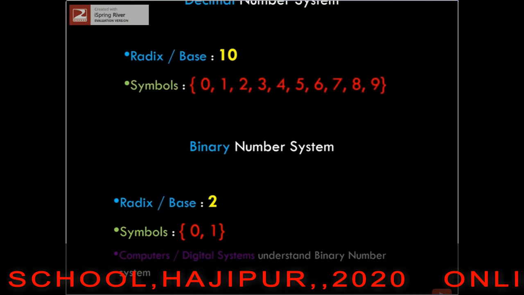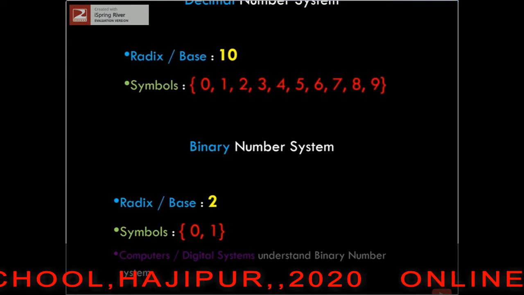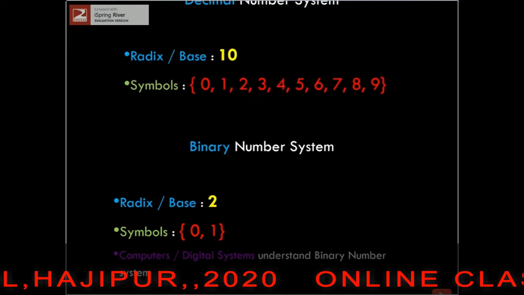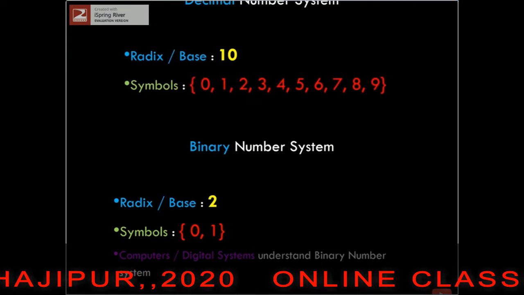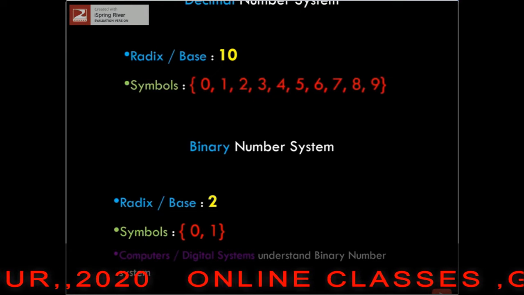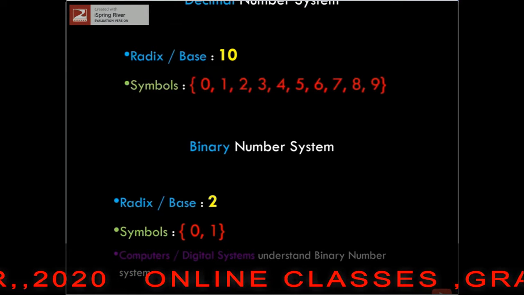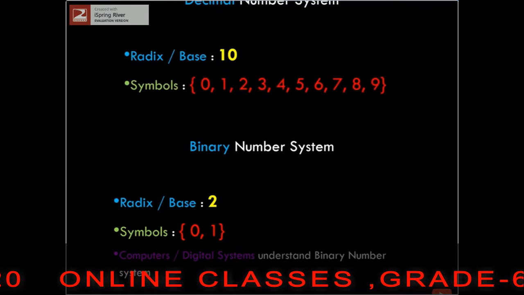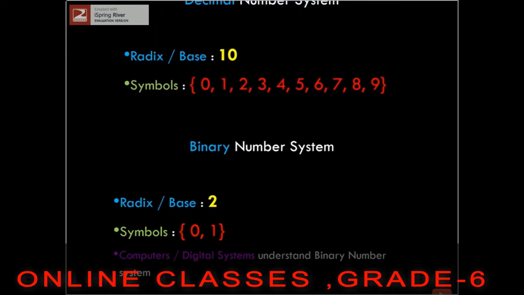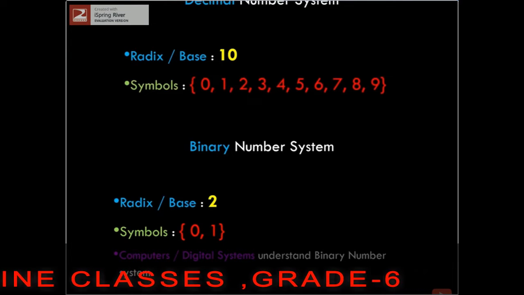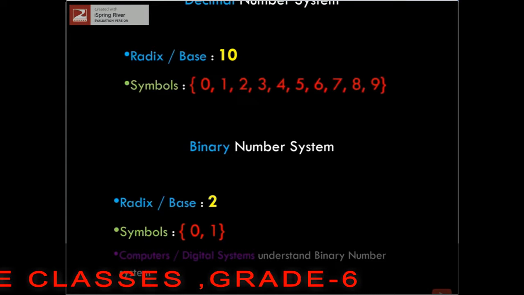There are 4 types of number system. First one is decimal number system. Its base is 10 and symbols from 0 to 9. Binary number system, its base is 2 and numbers 0 to 1. Usually computer or digital systems understand binary number system.